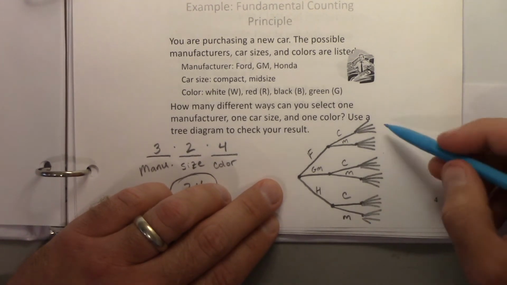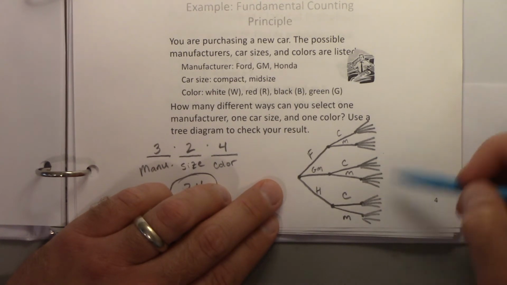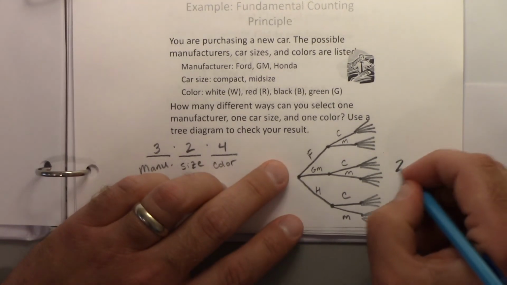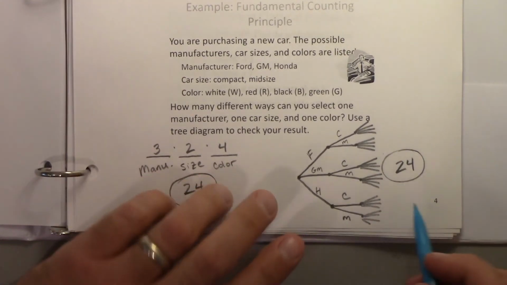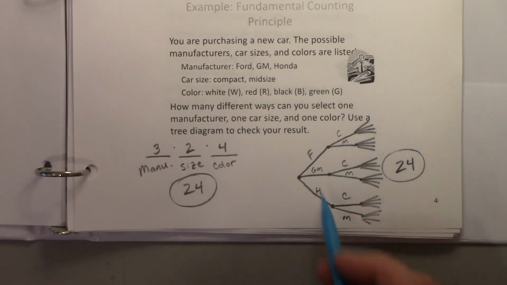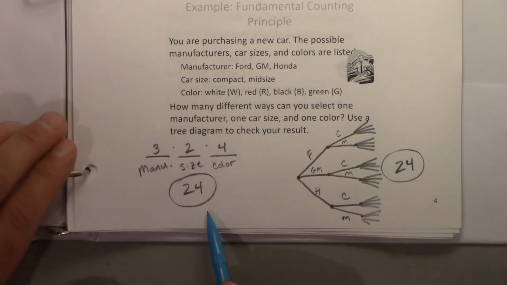And all you have to do to count the number of pathways is count the number of terminal points, which in this case I've got 6 groups of 4, or 24 different pathways. The tree diagram is fine. It's more of just a visual interpretation of what that slot method has already shown us.